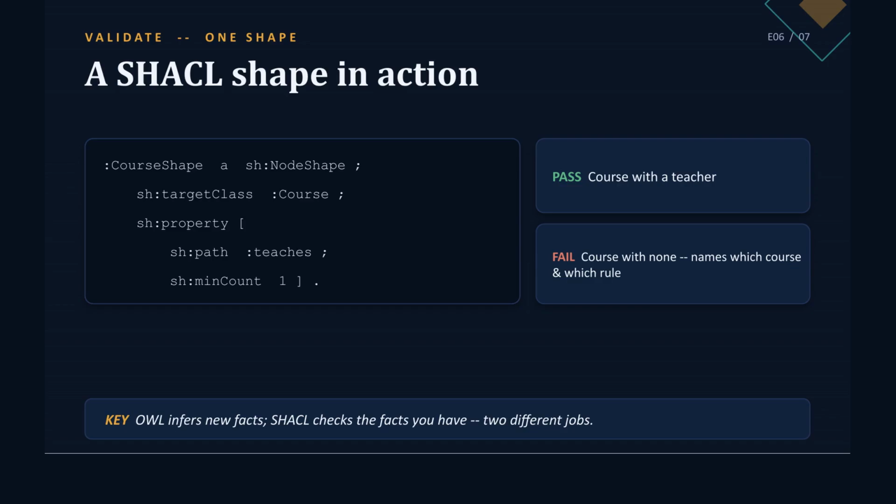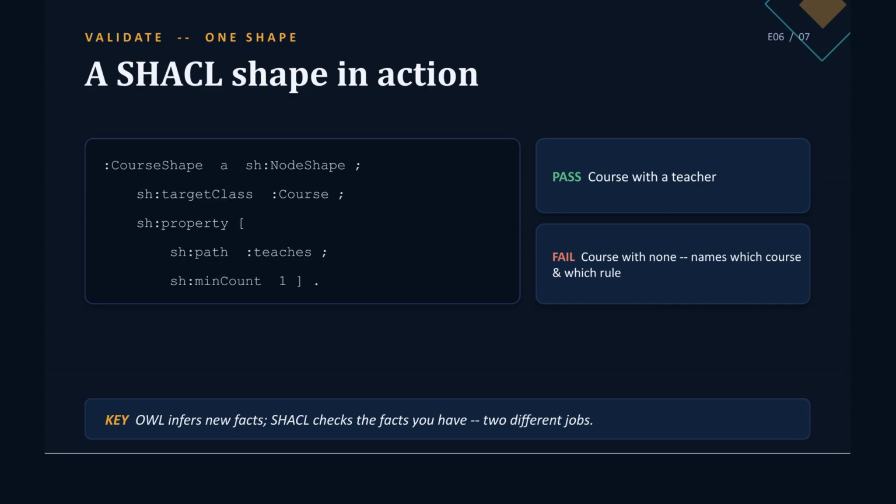Let us make that concrete, with the simplest useful shape there is. We want to enforce one rule: every course must have at least one teacher. In SHACL, we declare a node shape, and we aim it at the class course, which becomes our target.